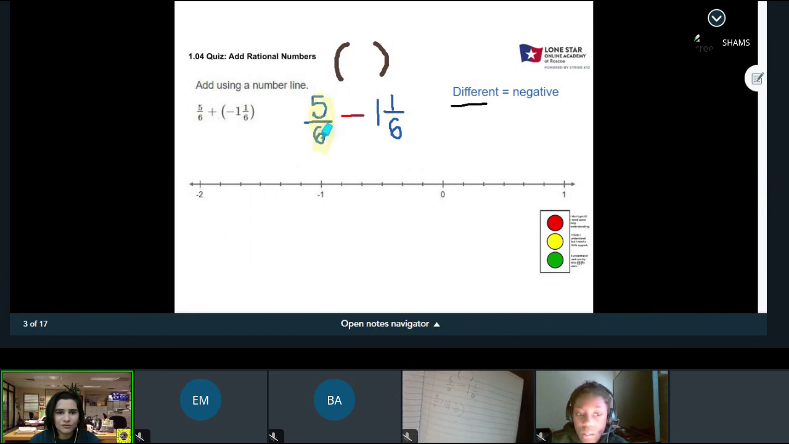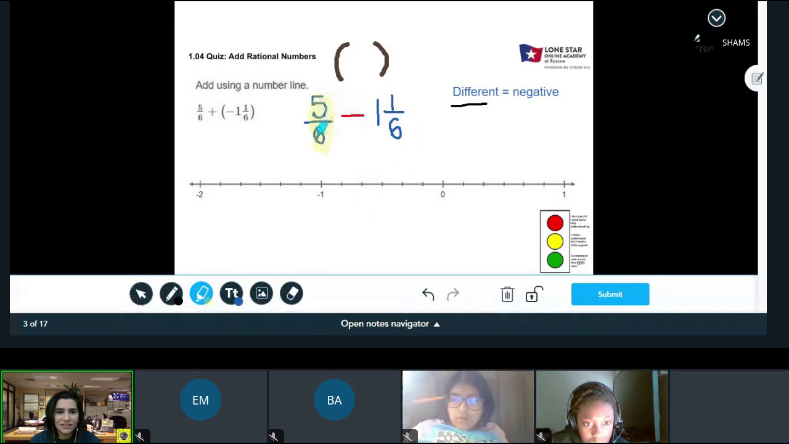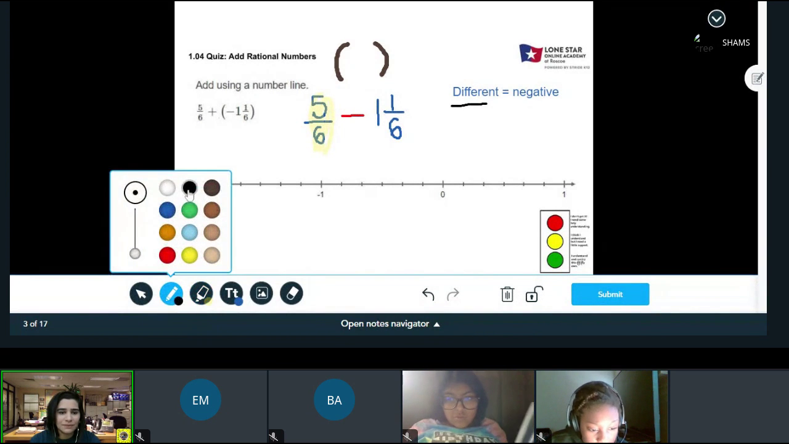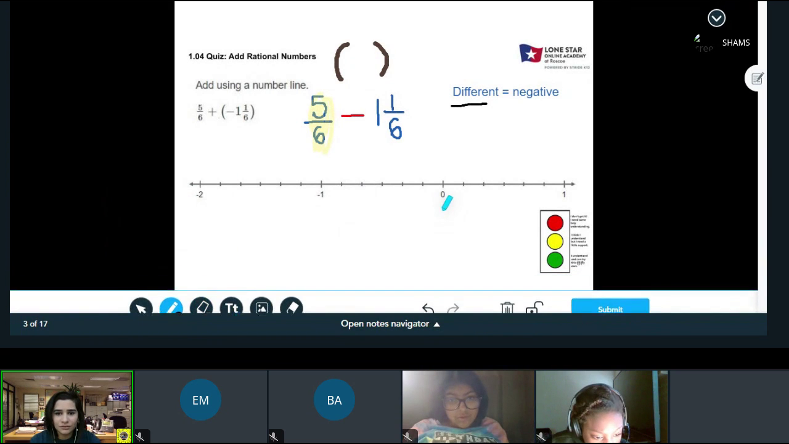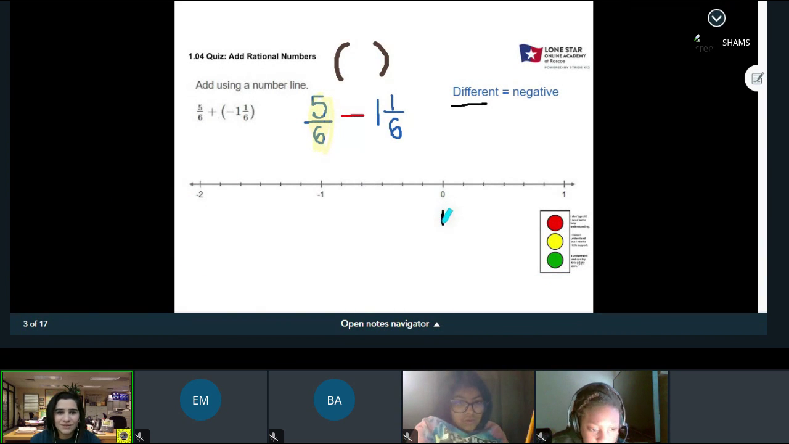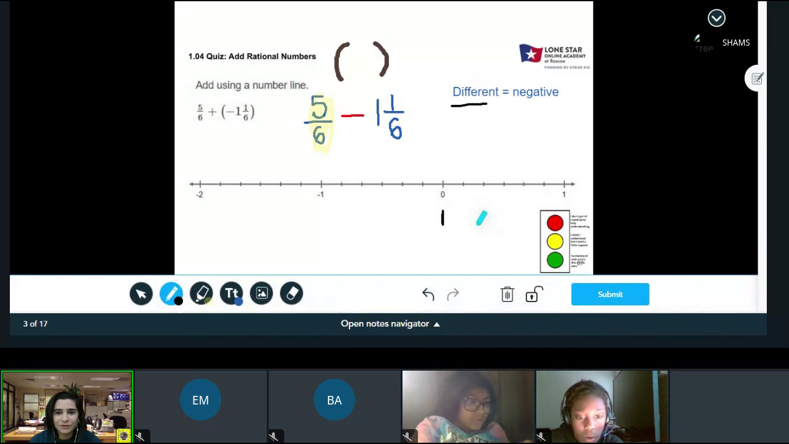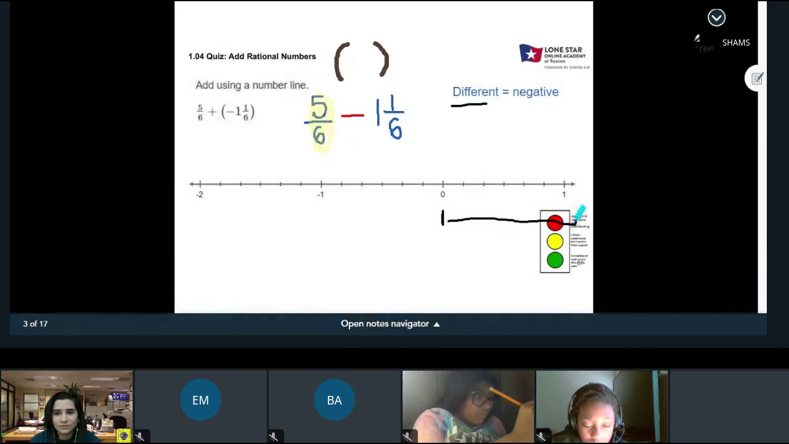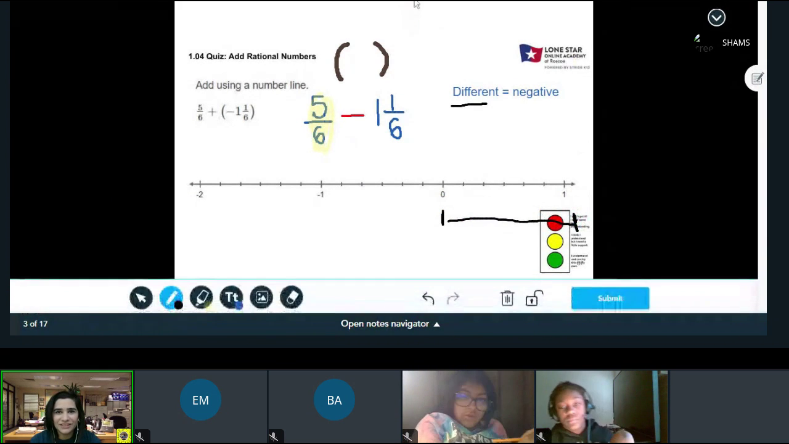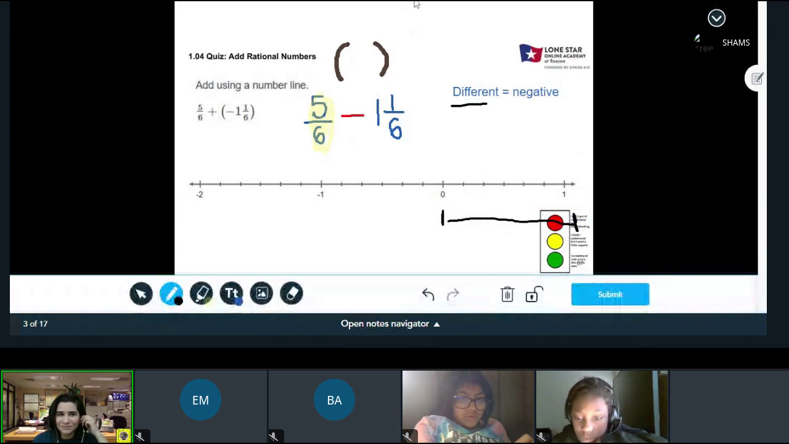People, go ahead, plot 5/6 on the number line. Remember, it is positive. 5/6 is positive. That means in my number line, this is 0, right? And this number 5/6 is somewhere between 0 and 1. So make sure you plot it somewhere here, right? Because 5/6 is more than 0. It is a positive number. Go ahead, mark 5/6 on your number line.